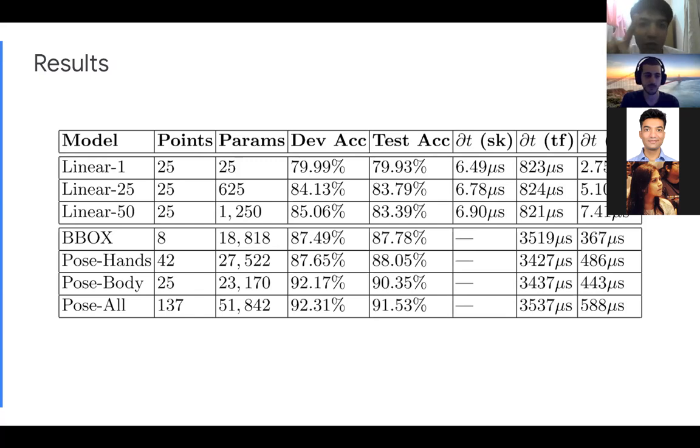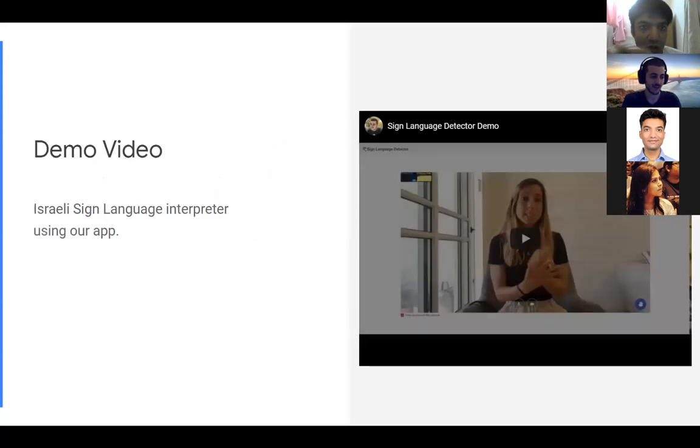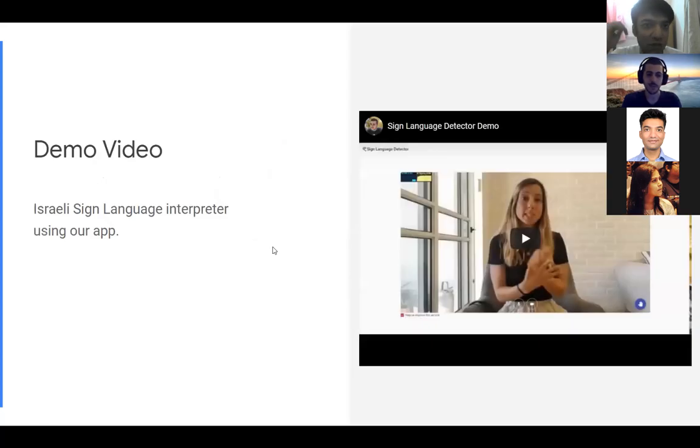Okay. I had one question. You have used a German data set, right? German sign language data set. But in the video, it was Israeli sign language, right? Correct. So did you notice any difference?